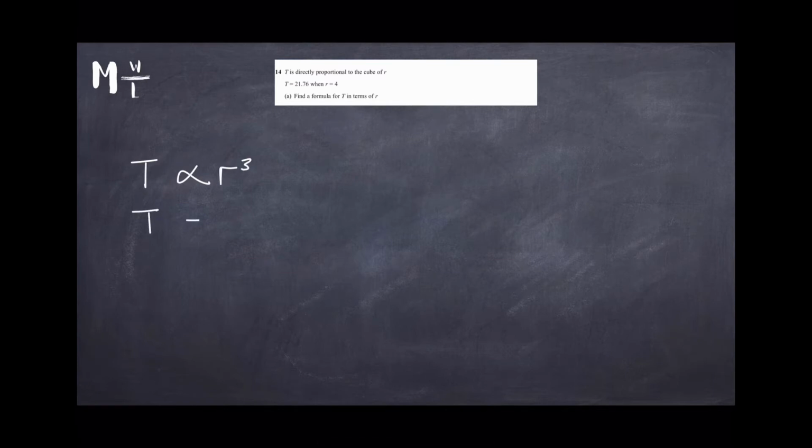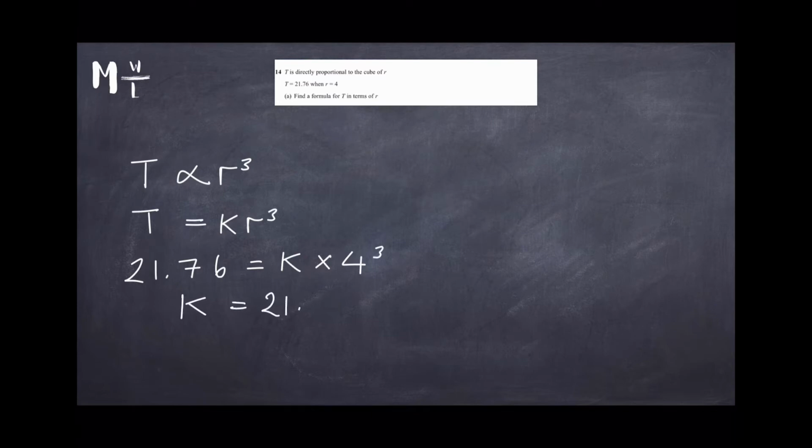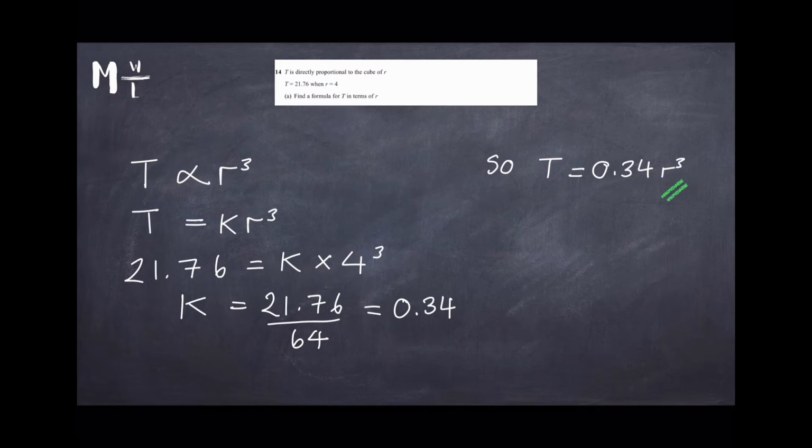So we know that t is directly proportional to r cubed, so t is equal to some constant k multiplied by r cubed. Next, what we'll do is we'll sub in the values we've been given, so 21.76 is equal to k multiplied by 4 cubed. If we rearrange this, we know k is equal to 21.76 over 64, which is equal to 0.34. So all we need to do to find a formula for t in terms of r is sub this value of k back into our original equation, and there we have it.